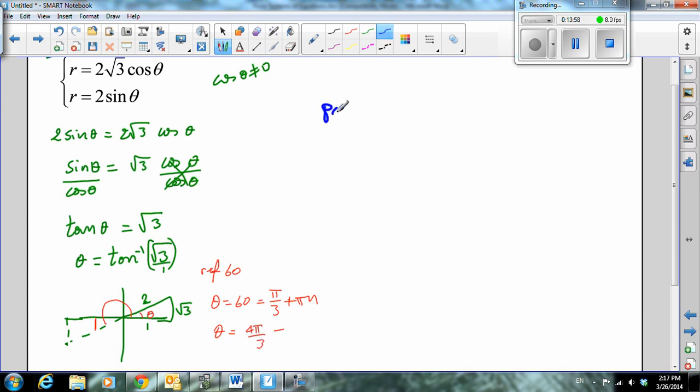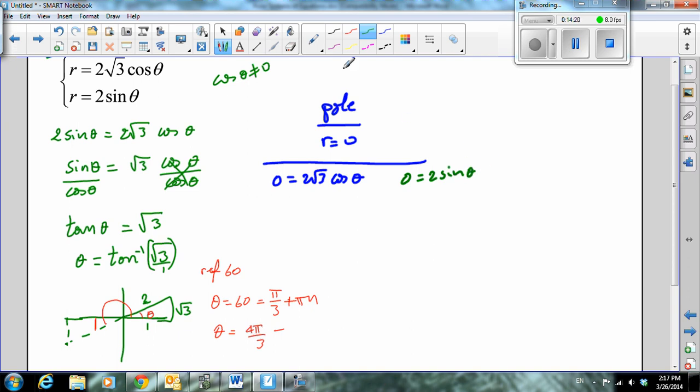So I will start by checking the pole. Or I can start by looking for r, but I prefer to check the pole. The pole says r equals 0. Two scenarios. The first one is 0 equals 2 square root of 3 cosine theta. And the second scenario is 0 equals 2 sine theta. Let's go ahead and explore each of them.